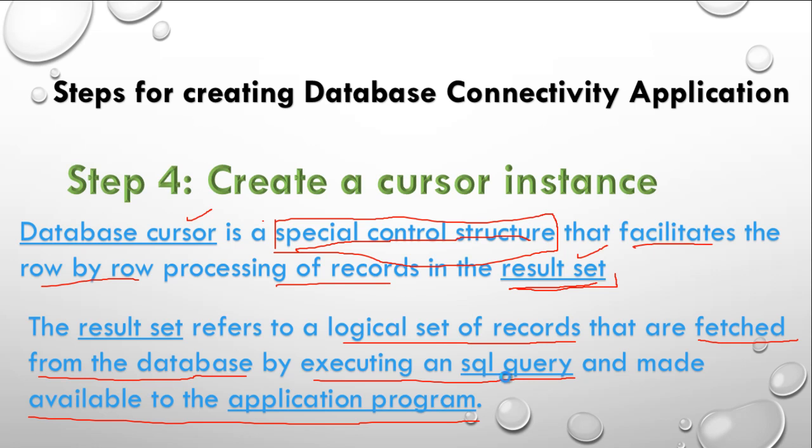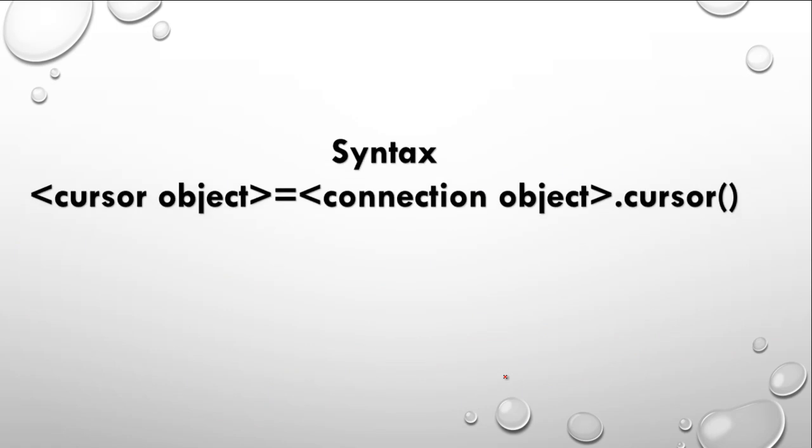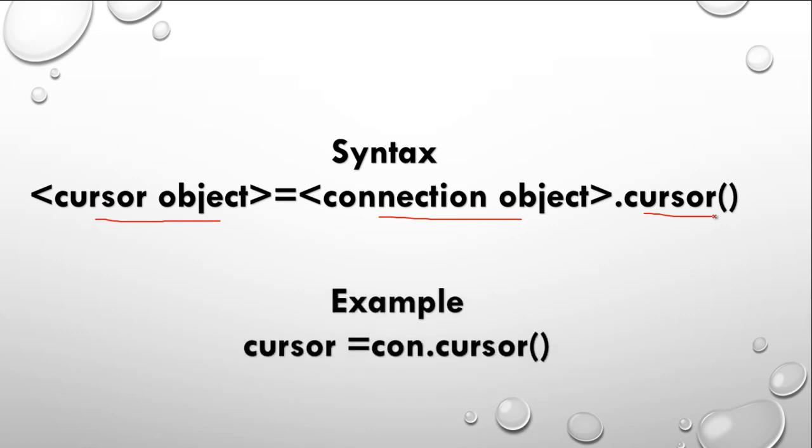Okay, so let us see what the syntax for it is. You have to write the name of the cursor object, whatever name you want to take, then the connection object and then the cursor function. So how do we initiate a cursor? To initiate a cursor we write cursor; you can take any variable name. Con is whatever the name of the connection is. In the previous lecture we gave the name of the connection as con, so we are using that name.